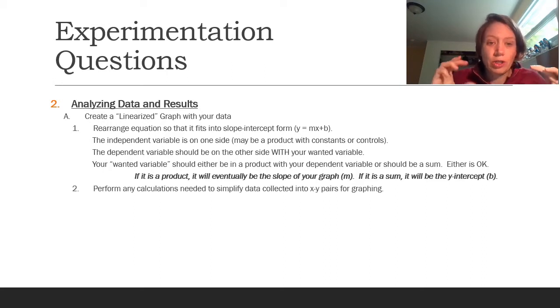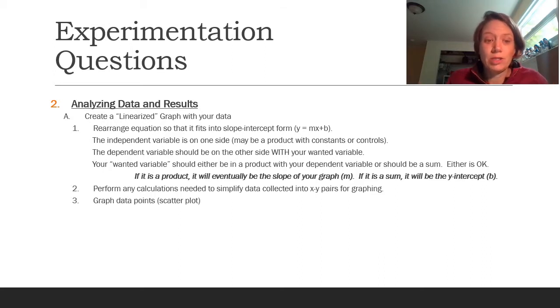Once you've got your equation in that format, then you might need to do some additional calculations in order to create some XY pairs for graphing. If your equation doesn't look straightforward, where your variables just fit right into those slots, you might have to do some additional calculations. I'll show you what that looks like on our sample problems here.